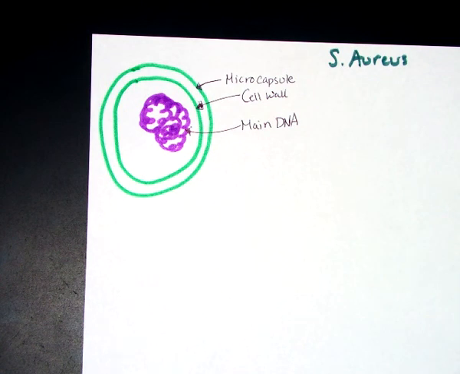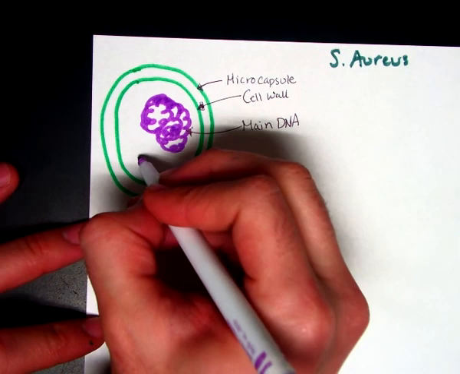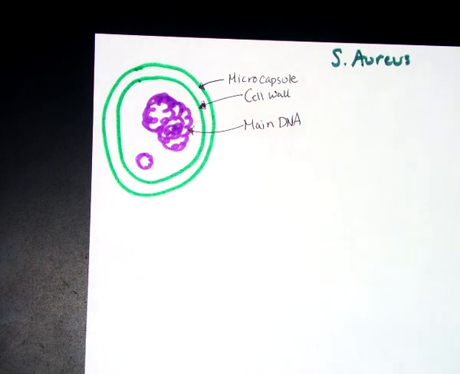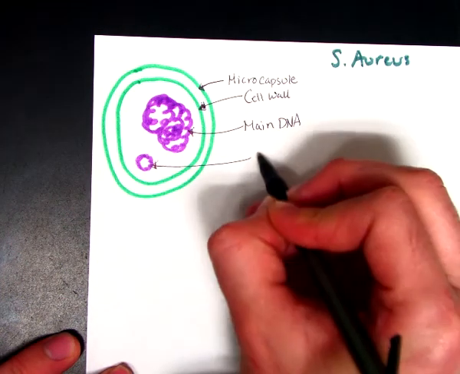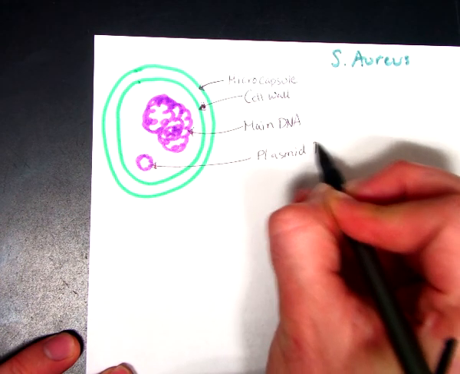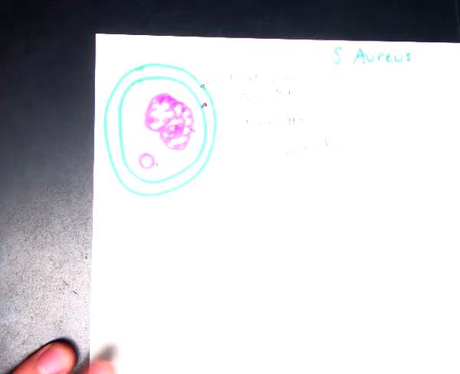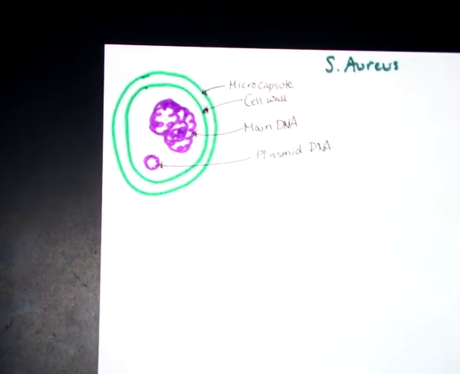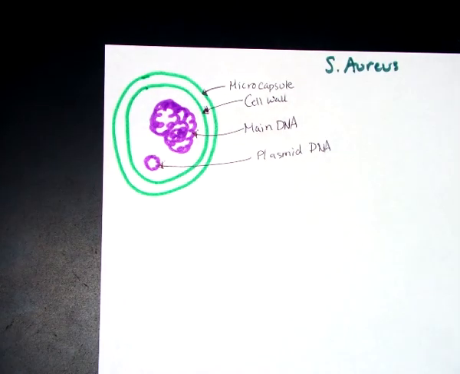But then what's also kind of weird about this type of bacteria is they have these little small pieces of DNA that have kind of pinched off the main piece. And we call this a plasmid. And they're very small pieces of DNA. They're usually circular. And they contain a small amount of DNA that actually controls some specific traits. Now, there are lots of other things contained inside the bacteria, but these are the components that we need for our story.